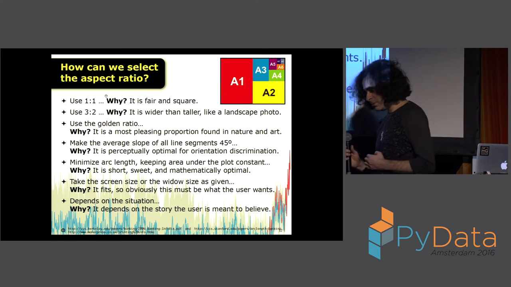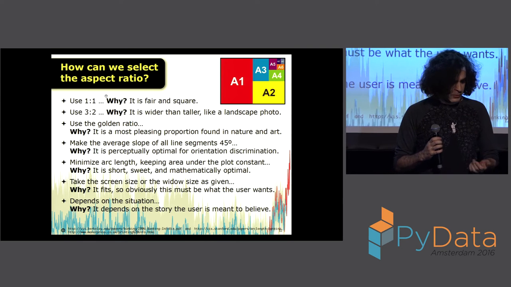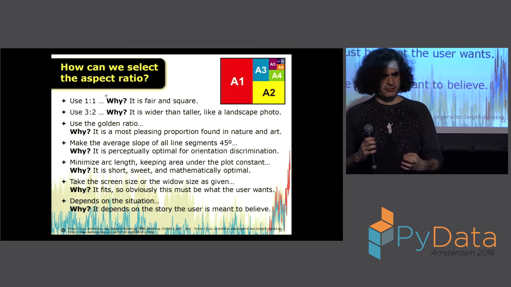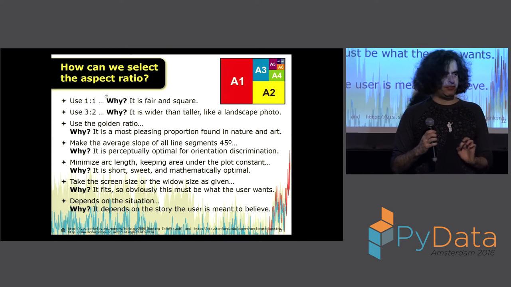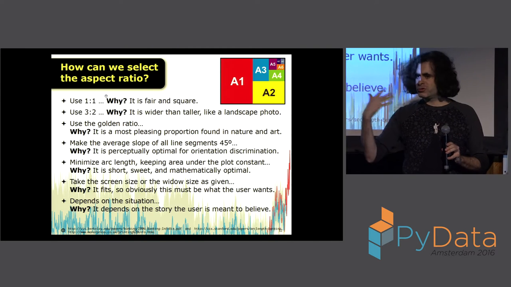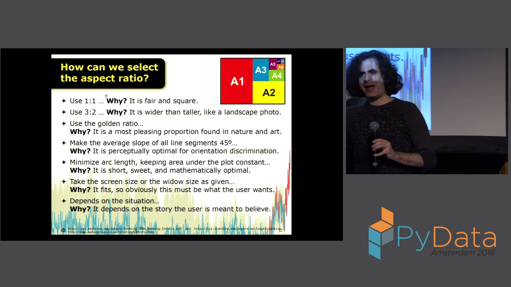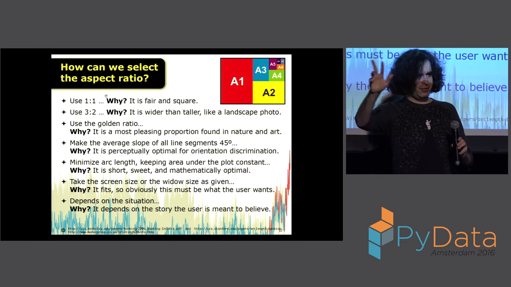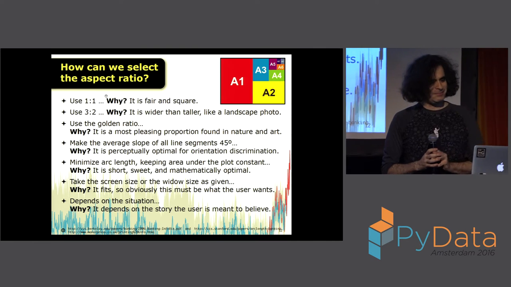Okay, so you have in your hands, as a panel of scientists did, put yourself in their situation. You have in your hands the most important graph in the world. What should be its aspect ratio? Should it be 1-to-1? It's fair and square. Show of hands, who thinks it should be 1-to-1? A few here. A few people like it simple.